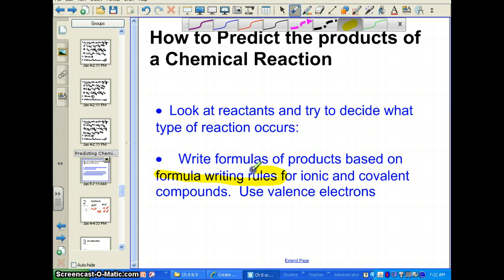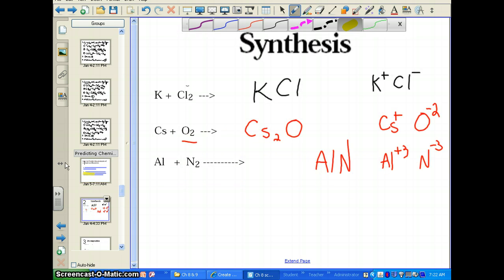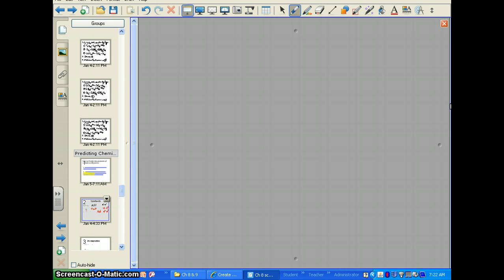This is a big step compared with identifying the type of reactions, trying to remember how to write formulas to predict the products. If formula writing skills are weak, this is going to be a difficult step. So let me take you through that one bit at a time. First of all, instead of trying to identify what type of reaction occurs, let me screen this out for a moment.